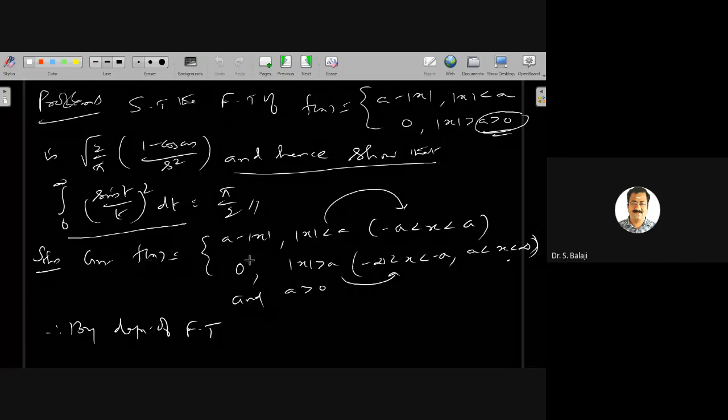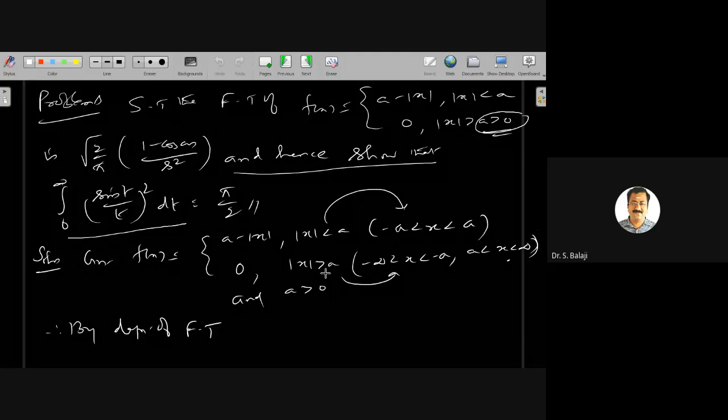The given function f of x is equal to a minus mod x for mod x less than a, and 0 for mod x greater than a. Mod x less than a means what? It lies between minus a and a. So x lies between minus a and a.